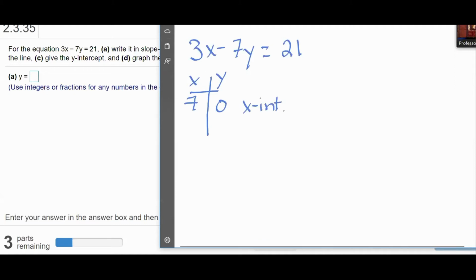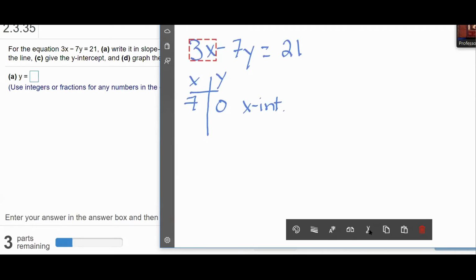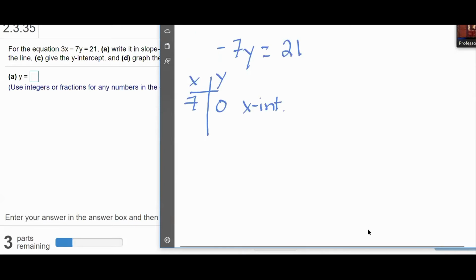Got to be a little more careful if I temporarily erase this part. We've got a minus sign there, so we have to leave that in there when we put in 0 for x and divide both sides by negative 7. We're going to get that our y-intercept is 0 comma negative 3.